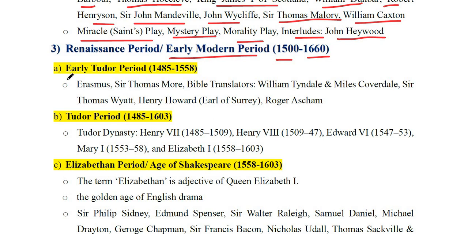So the first category we have is the early Tudor period. It is from 1485 to 1558, and the major writers in this time period are Erasmus and Sir Thomas More. Then there were writers who translated the Bible into English. Among them, the famous are William Tyndale and Miles Coverdale, but John Wycliffe was the first writer to translate the Bible into the English language. That was in the Middle English period. Then we have Sir Thomas Wyatt and Henry Howard, who introduced the sonnet into England.